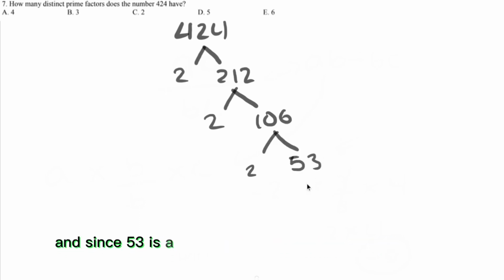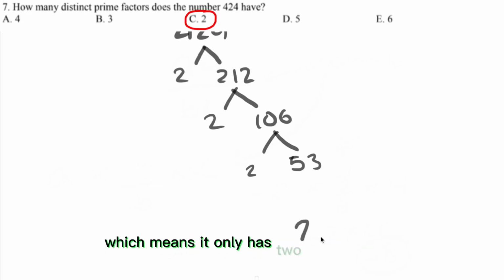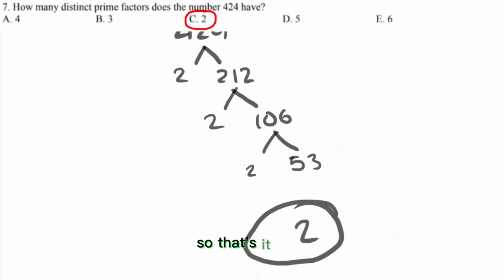And since 53 is a prime number and 2 is a prime number, these are only two prime numbers, which means it only has 2 prime factors. So that's it. Number 8, Stephen bought 6 movie tickets for $75.